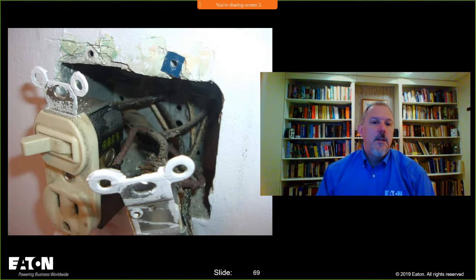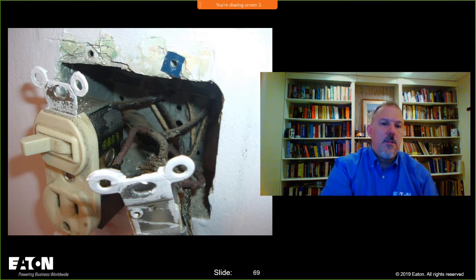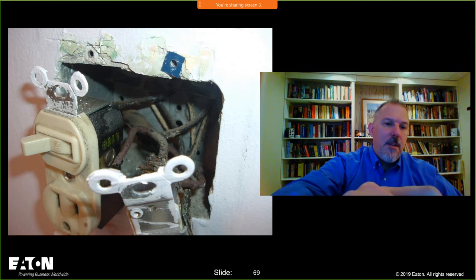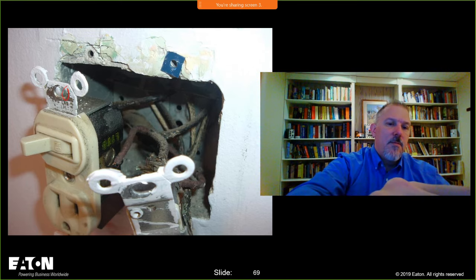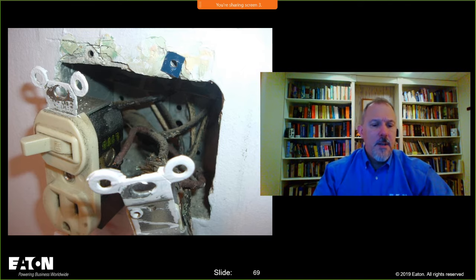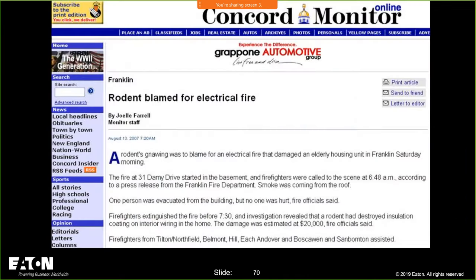This one here was part of an installation where they were sharing the neutral inside. This was a bathroom circuit. You can't really see it here, but they wrapped the neutral around the outside of this receptacle or this light switch. So there are a lot of different examples.